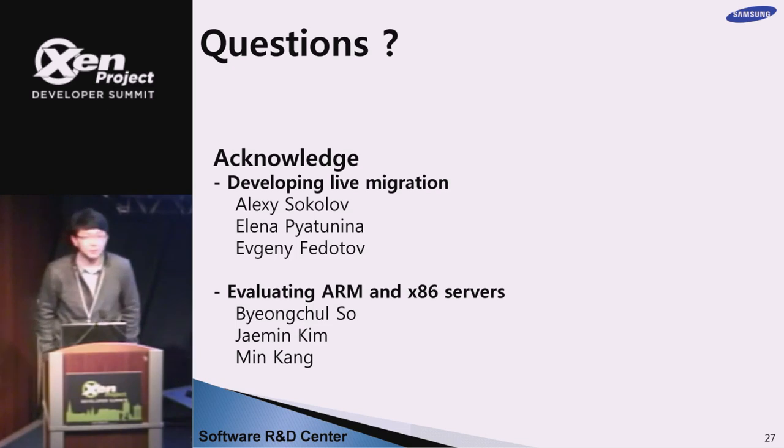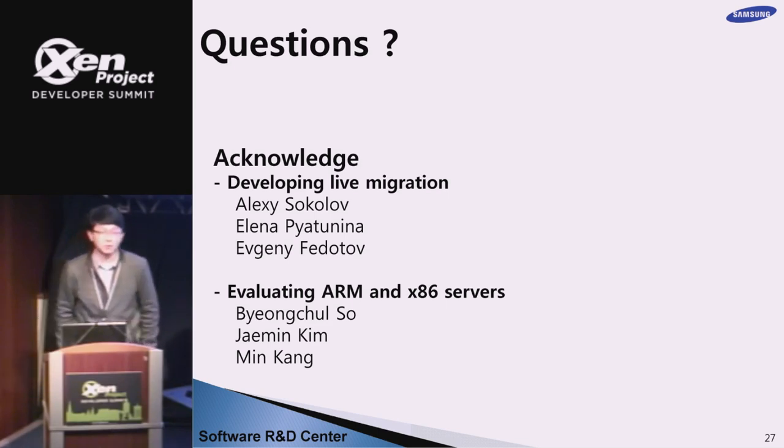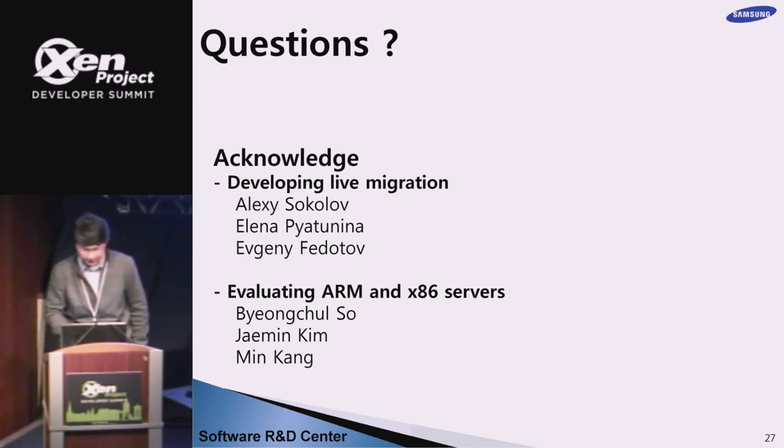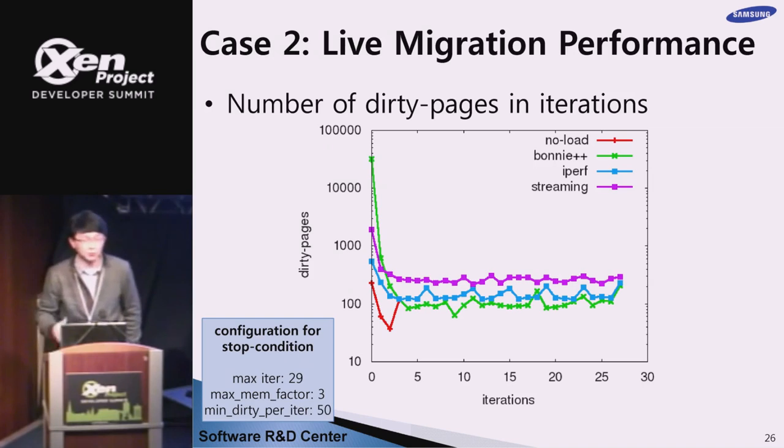For the migration part, do you have data for ARM? Do you have the comparison with x86? No, not at the moment. But I would also like to see the comparison to x86, especially this convergence thing. I want to see what the convergence characteristic is in x86.